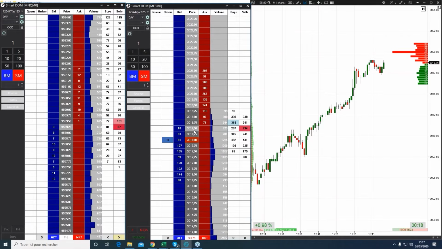Now what he's trying to do is exit his position flat, because we can see that there's a lot of volume, and maybe exit at 18 and buy back at 18.5.